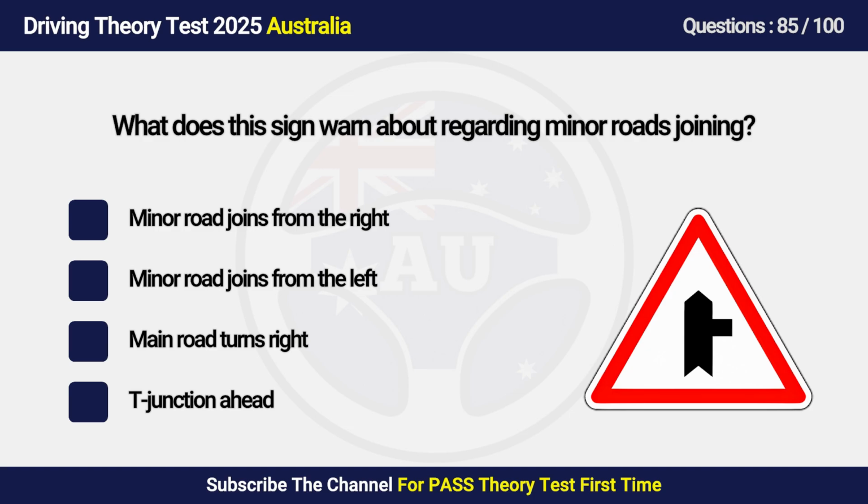A. Minor road joins from the right. B. Minor road joins from the left. C. Main road turns right. D. Ahead.